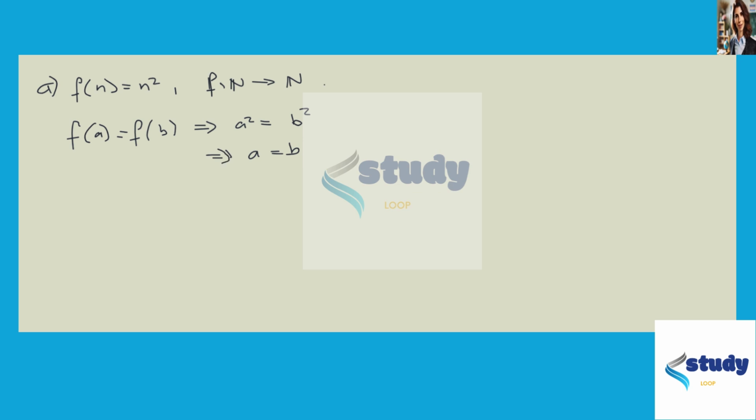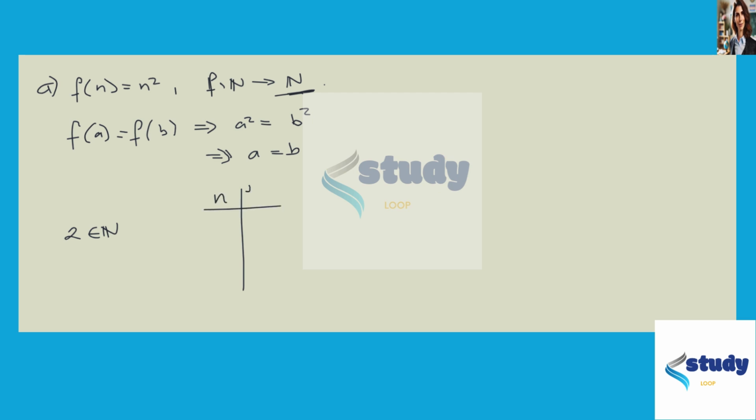It's important to note that we only take the positive square root, not the negative square root, because we're only working with natural numbers. Because we're working with natural numbers, there are no negatives, so we ignore the negative. This is a one-to-one function, but it is not onto because 2 is in the natural numbers, which is the codomain, but 2 cannot be generated from f.